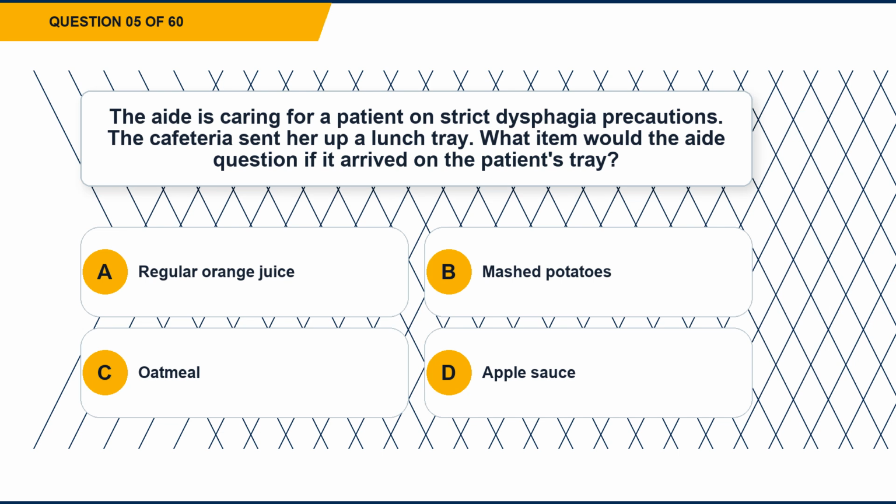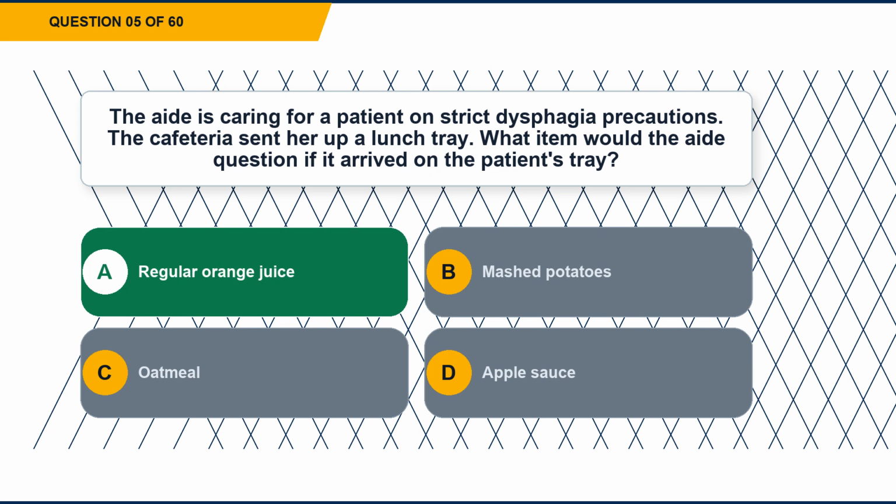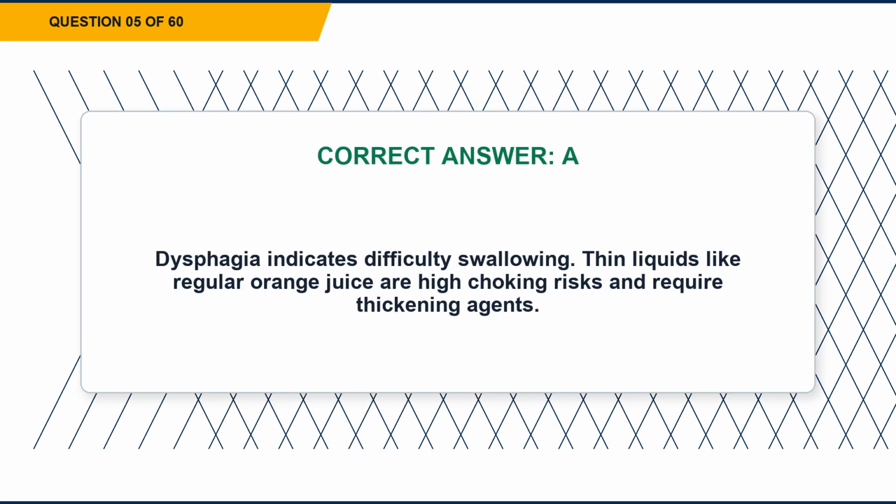Question 5. The aide is caring for a patient on strict dysphagia precautions. The cafeteria sent her up a lunch tray. What item would the aide question if it arrived on the patient's tray? Option A. Regular orange juice. Option B. Mashed potatoes. Option C. Oatmeal. Option D. Applesauce. The correct answer is option A. Regular orange juice. Explanation. Dysphagia indicates difficulty swallowing. Thin liquids like regular orange juice are high choking risks and require thickening agents.